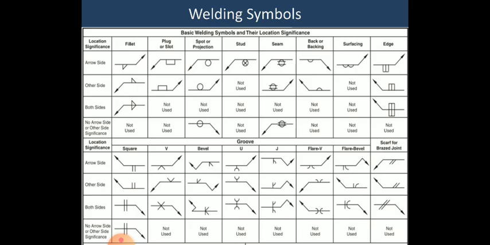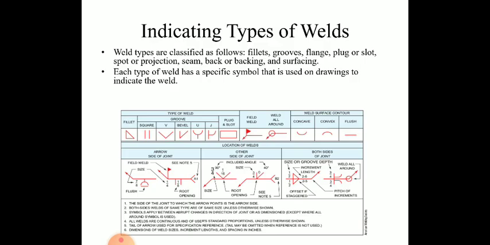Now you can see the indication of the weld type. The weld types are classified by these particular symbols. As you can see the grooves, these are the grooves which are provided. The square groove is the basic one. There is no need to provide any special machining, but we need to perform the machining when we go for the preparation of the weld. That is the groove, V groove, bevel groove, U groove, J groove.